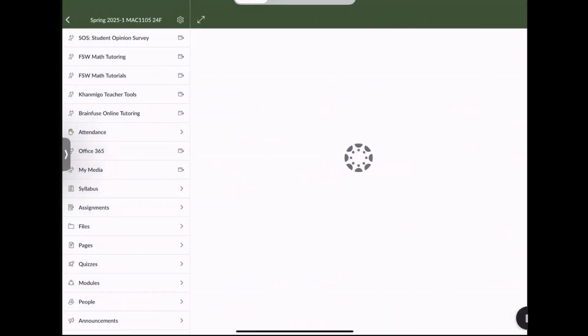Second, SOS opened up yesterday. The student opinion survey opened up yesterday. If you haven't checked your school email, it's on the left-hand side that says SOS student opinion survey. You click on that, you can take the student opinion survey for every single one of your classes. Some of your teachers will actually give you extra credit for doing it. But you already know me, I don't give extra credit.